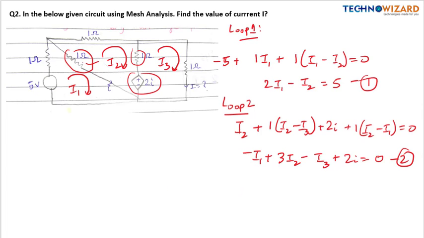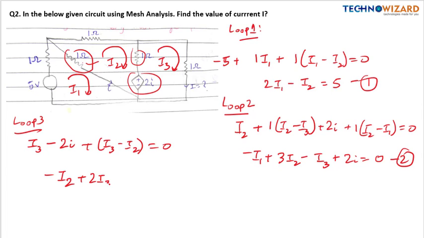Okay, so next is our loop 3, the third loop equation. So this will be I3 minus 2I, plus I3 minus I2 in the 1 ohm resistance. Current flowing in the 1 ohm resistance is equal to 0. From here you will get minus I2 plus 2I3 minus 2I is equal to 0. This is our third equation.